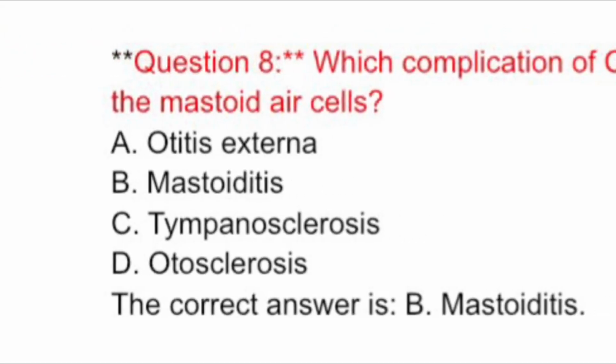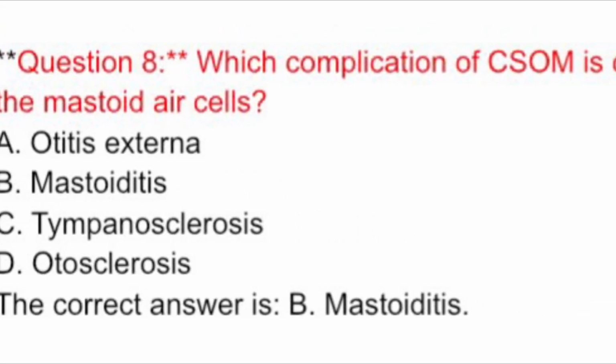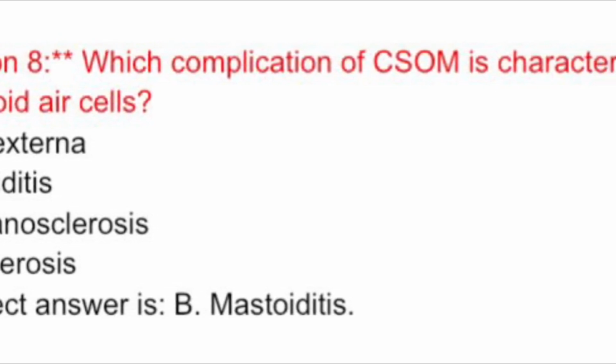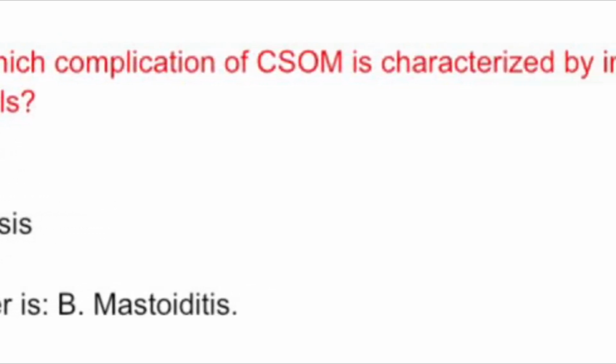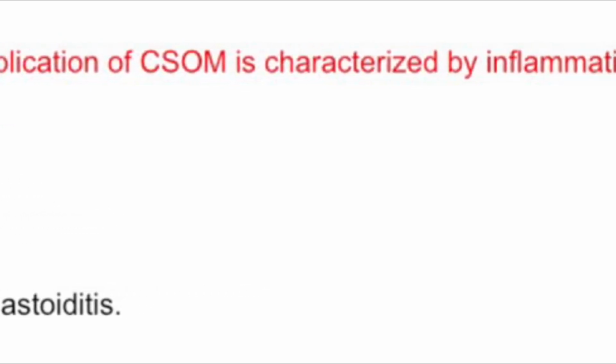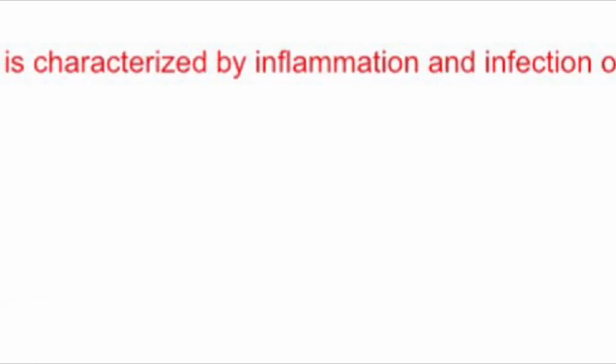Meningitis. Question 8. Which complication of CSOM is characterized by inflammation and infection of the mastoid air cells? A. Otitis externa. B. Mastoiditis. C. Tympanosclerosis. D. Otosclerosis. The correct answer is B.